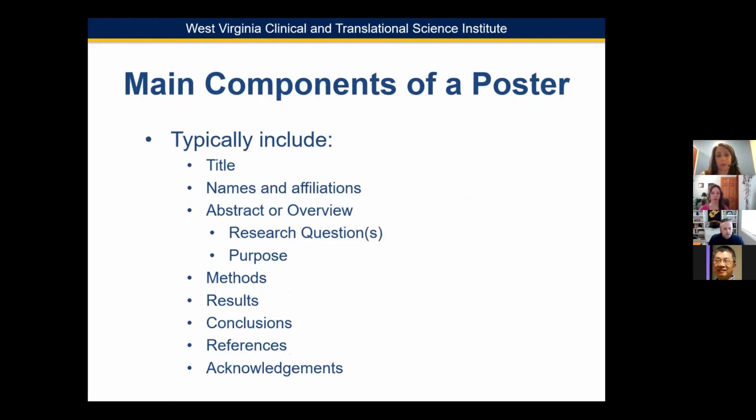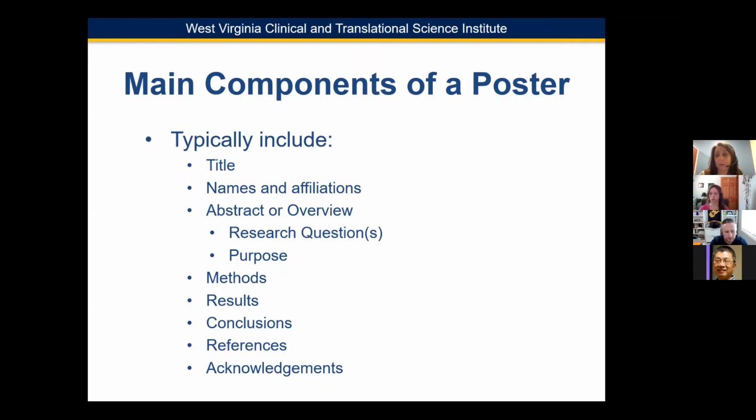But within that initial section, whether it's an abstract or overview or introduction, background information, you want to make sure that the purpose is very clearly stated of why you were completing the project that you did. And then if it's exploratory, you want to state that it's exploratory. If you have very specific research questions, you want to make sure that those are introduced early and highlighted in some way.